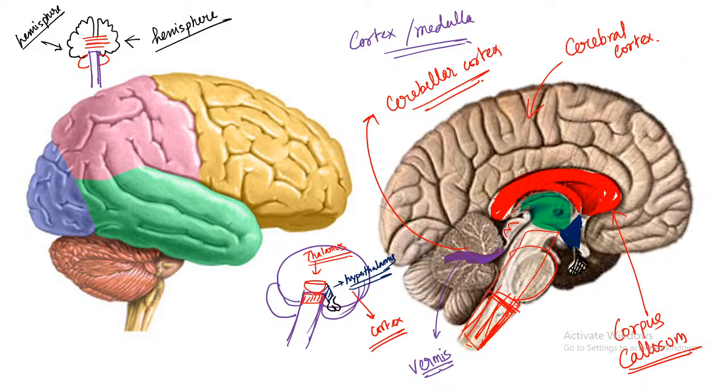Are you noting these things down, or are you taking screenshots? These are important. You have to know the functions of different parts, because people will ask you the names of the different parts and the functions of different parts. Like you have to remember that corpus callosum joins the two hemispheres of cerebrum. Vermis joins the two hemispheres of the cerebellum.